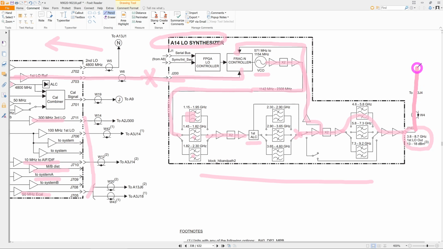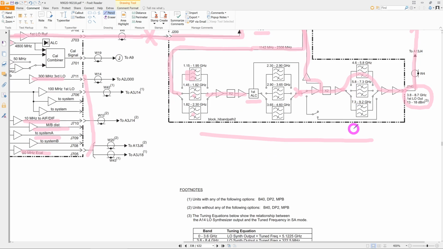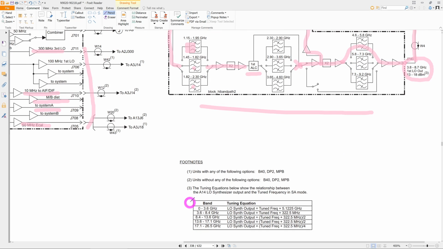In reality, we only have to look at 2 points to find out which of these boards are broken. That doesn't happen very often where you have such a simple diagnosis. So we look over here, and you can see we expect this frequency range in this power, and we look over here because we expect only a fixed frequency. And if you look down here, there's a table which is nicely drawn over here. You can see that this table tells you what frequency you should expect to come out of this block depending on where the center frequency of the instrument is set. And if you look over here, between 0 to 3.6 gigahertz, the LO synthesizer output is going to be the tuned frequency, whatever you set it to, plus 5.1225 gigahertz.